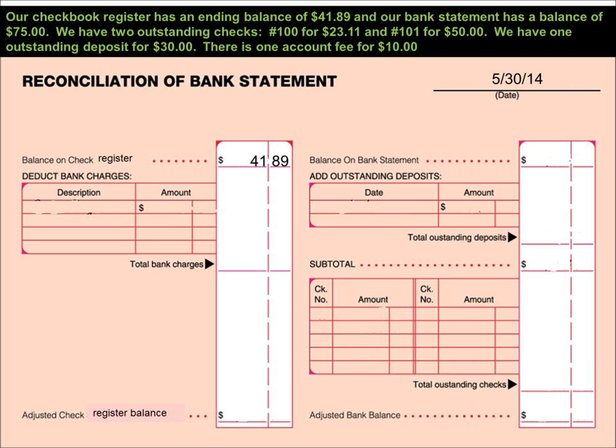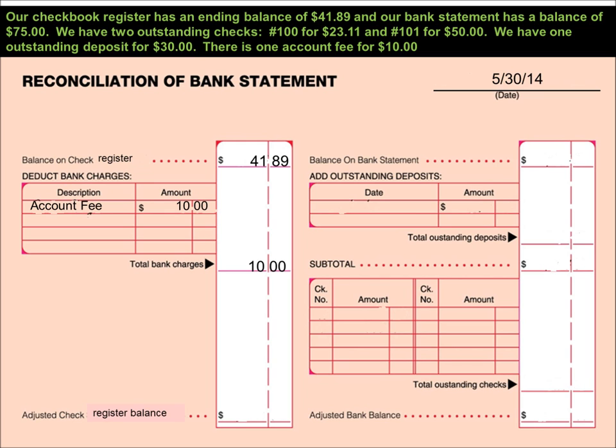Below that, it asks us to list any bank charges. We had that one bank charge that was listed on our bank statement of $10. So we'll go ahead and list that $10 account fee. And then it tells us to total our bank charges. We only have one bank charge of $10, so that is the only charge we're going to list where it tells us to total our bank charges.